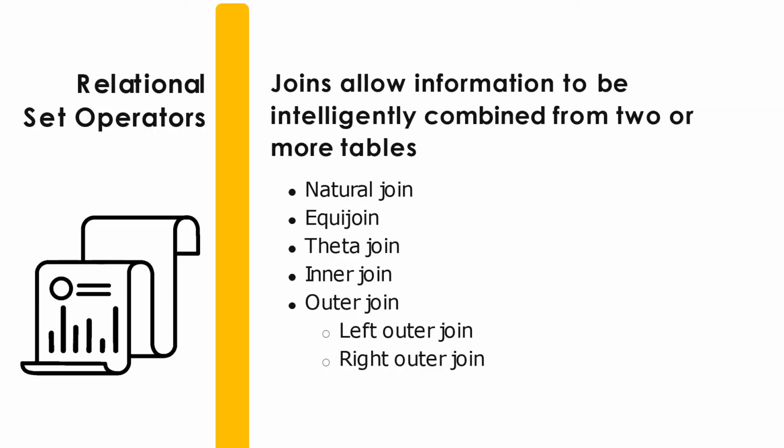Next relational set operators are the joins. Joins allow information to be intelligently combined from two or more tables. For the join, we have the following types. We have the natural join, equi-join, theta join, inner join, outer join, and for the outer join, we have the left outer join and the right outer join.